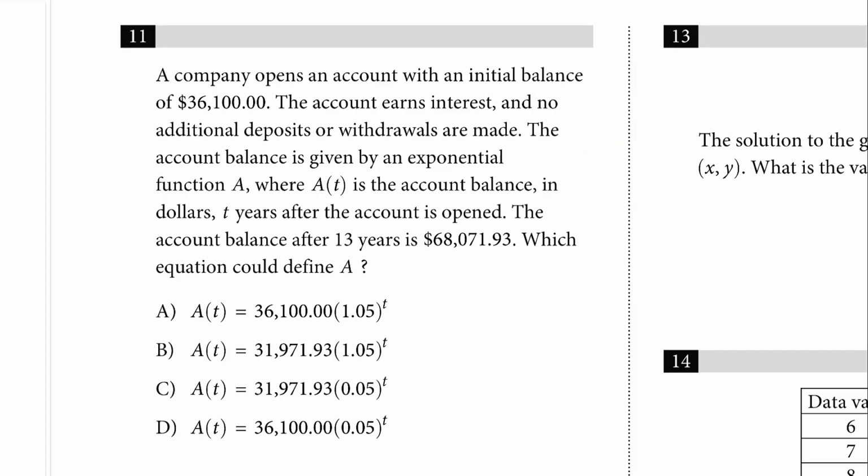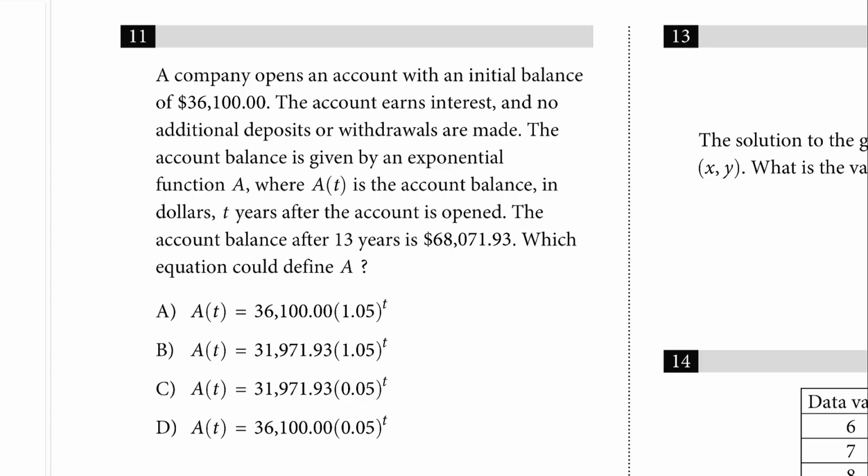A company opens an account with an initial balance of $36,100. The account earns interest and no additional deposits or withdrawals are made. The account balance is given by an exponential function A, where A of t is the account balance in dollars t years after the account is opened. The account balance after 13 years is $68,071.93. So which equation could define A?